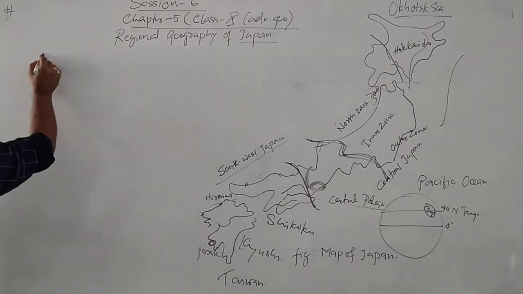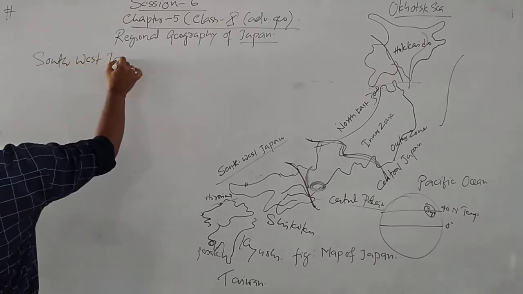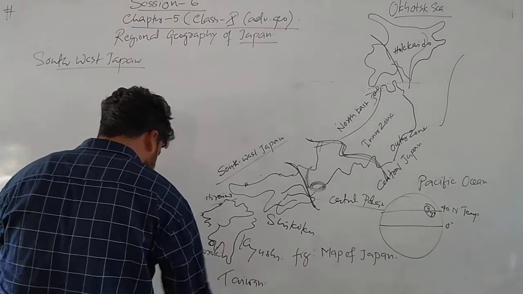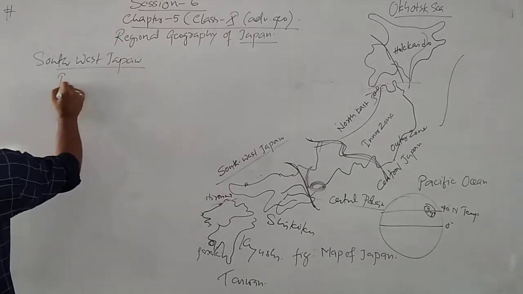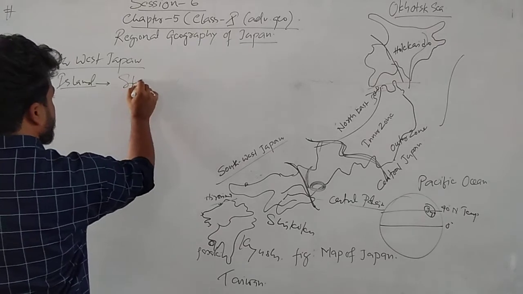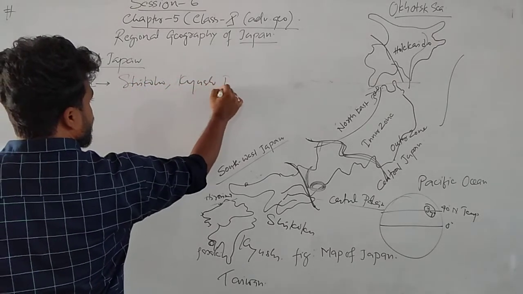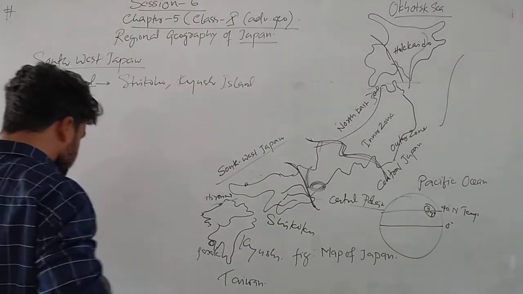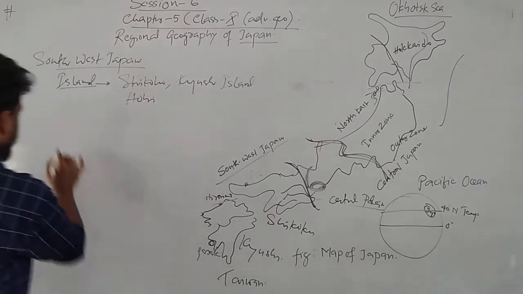There is southwest Japan. We will see what is there in southwest Japan. Here, southwest Japan is formed mainly by islands. Shikoku Island is there. Kyushu Island is there. Another important island is there, Honshu Island. Then we will see the important plains here.